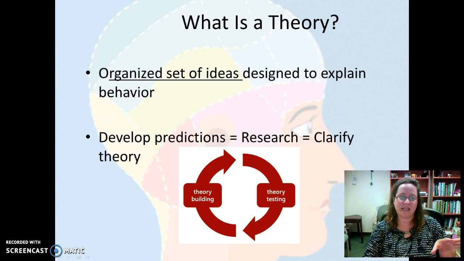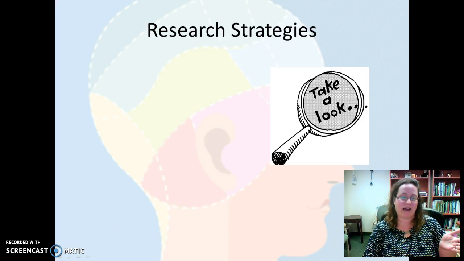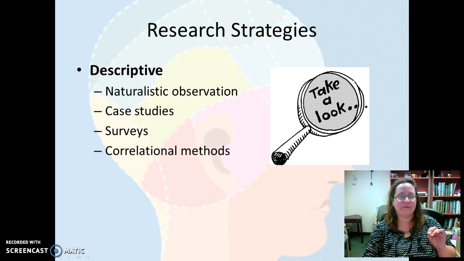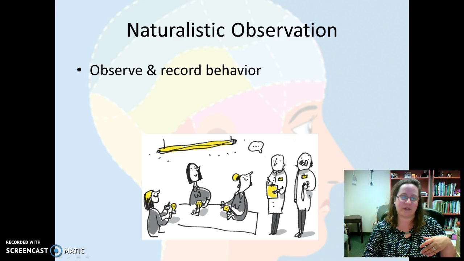The information on theories and on the scientific method you can read in the textbook. You probably had a lot of exposure to that in the past. Where we're going to spend the rest of our time is talking about research strategies. So with our strategies, we're talking about two categories. They're either descriptive strategies or experimental. With experimental strategies, those are the only ones where we can say cause and effect. The descriptive strategies we can't, but they also have a lot of important stuff to tell us, and so we'll go through each of these briefly.